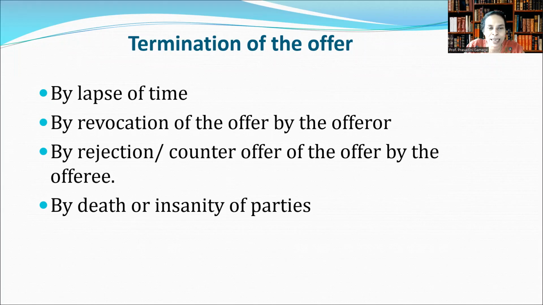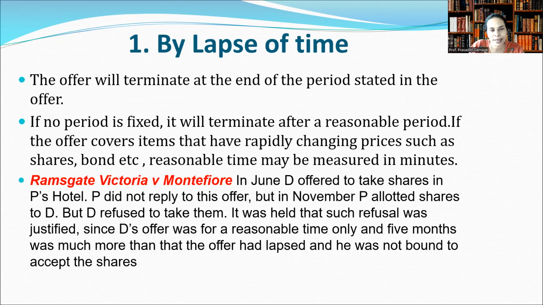One method is by lapse of time. Second method is by revocation of the offer by the offerer, by rejection or offering a counter offer by the offeree. And the last method is by death or insanity of parties. So we'll take one by one. First one is by lapse of time.